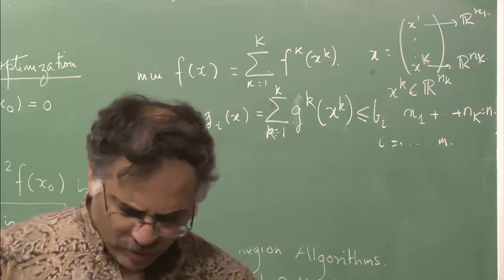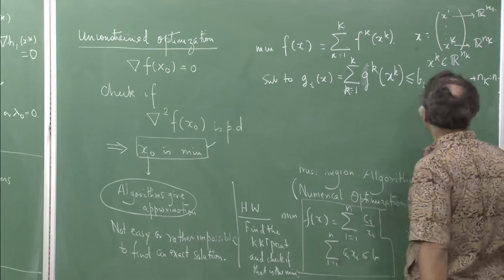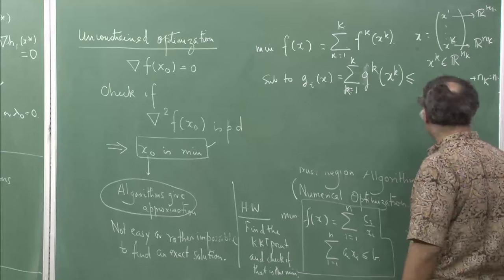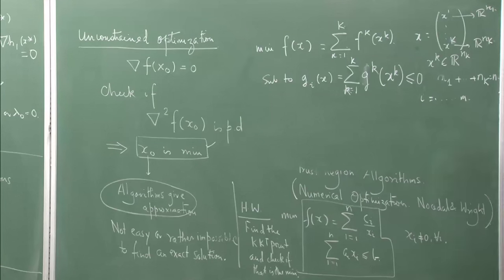So, this is a problem in a decomposed form. Now, once you have this in a decomposed form, then what is your Lagrangian? Maybe I can put this to be 0, b i to be 0. So, this is where you will see a very good usefulness of Lagrangian duality. So, what would be your Lagrangian here?